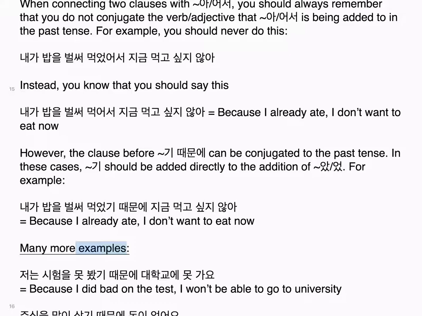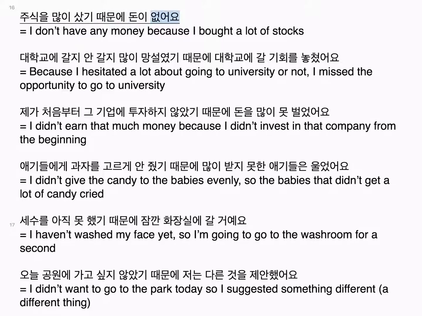Many more examples. 저는 시험을 못 봤기 때문에 대학교에 못 가요. Because I did bad on the test, I won't be able to go to university. 주식을 많이 샀기 때문에 돈이 없어요. I don't have any money because I bought a lot of stocks. 대학교에 갈지 안 갈지 많이 망설였기 때문에 대학교에 갈 기회를 놓쳤어요. Because I hesitated a lot about going to university or not, I missed the opportunity to go to university. 제가 처음부터 그 기업에 투자하지 않았기 때문에 돈을 많이 못 벌었어요. I didn't earn that much money because I didn't invest in that company from the beginning.